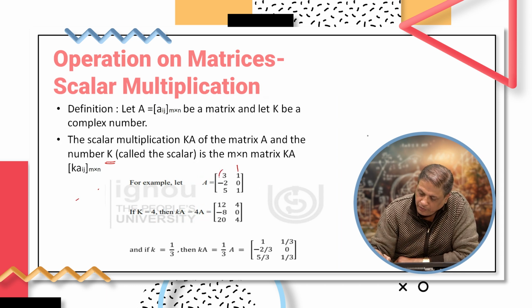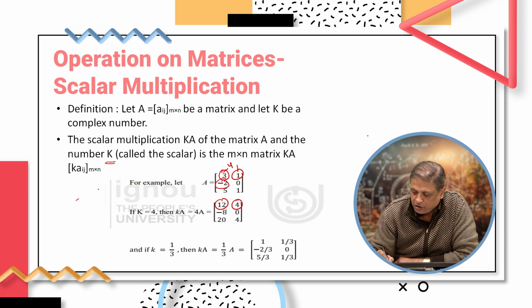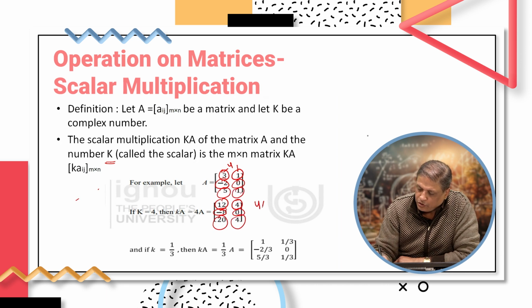So if I multiply 3 by 4, then we will get the value 12. 1 by 4, then we will get the value 4. 2 multiplied by 4, minus 2 multiplied by 4 is minus 8. 0 multiplied by 4 is 0. 5 multiplied by 4 is 20. 1 multiplied by 4 is 4. So 4 times A will be nothing but a new matrix whose values are 4 times the values of A, minus 8, 0 and 24.